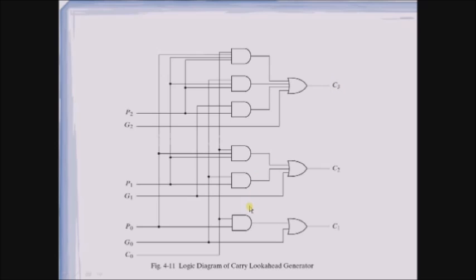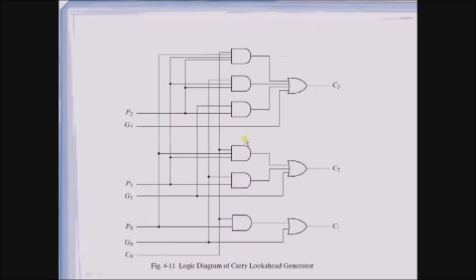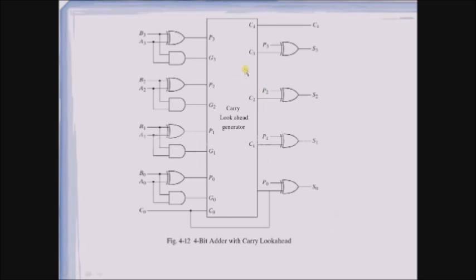Okay, now let us see how a carry look ahead adder looks like. Now this is what carry look ahead adder. The inputs are A0, B0, A1, B1, A2, B2, A3 and B3 along with the initial carry. Internally in this block this kind of circuit would be present. So we are calculating all the carries at once. Now these carries are given to the output XOR gates, therefore we get S0, S1, S2 and S3 at the same time.